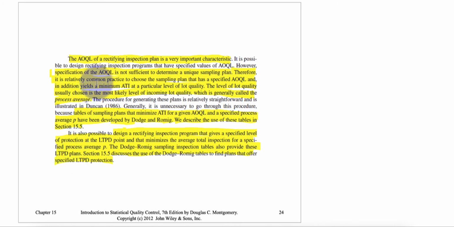So, in average outgoing quality level, we were considering the incoming stream of lots, the population of lots. Also, we can use these Dodge-Romig sampling inspection tables for the number of total inspections, etc., with the LTPD. In LTPD, remember, we were considering the isolated lots, the single lots, not the stream of lots. We were considering individual lots. So there are also this kind of tables in the textbook.